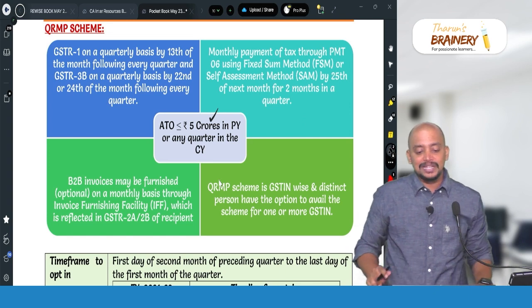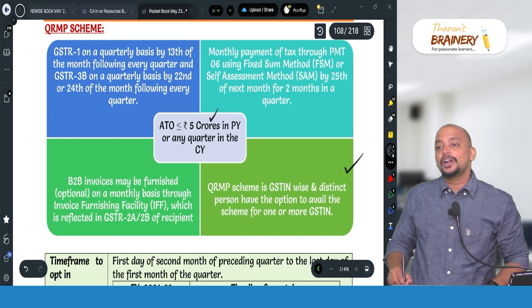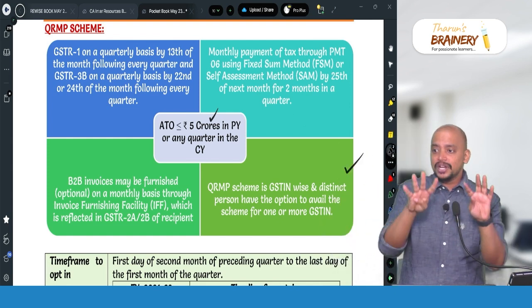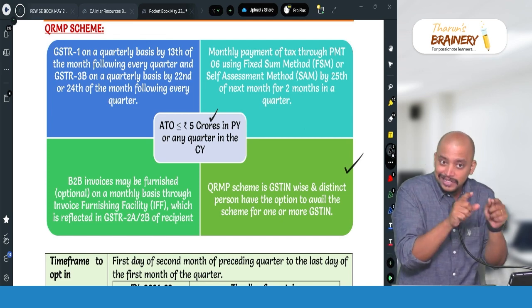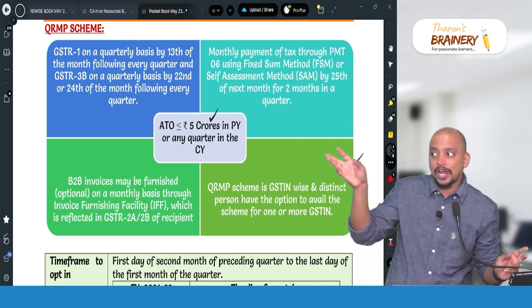Then QRMP is available, and QRMP is GSTIN wise, not like the composition scheme, all in or all out. Which means if I have 4 registrations, for a few registrations I can go for QRMP, for a few registrations I can go for normal, okay.